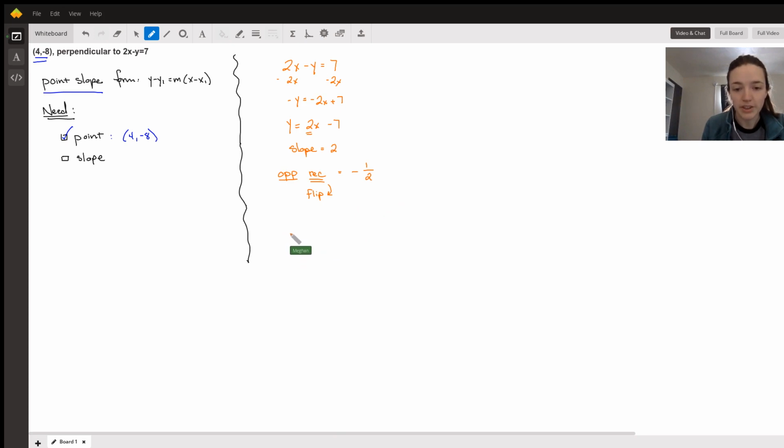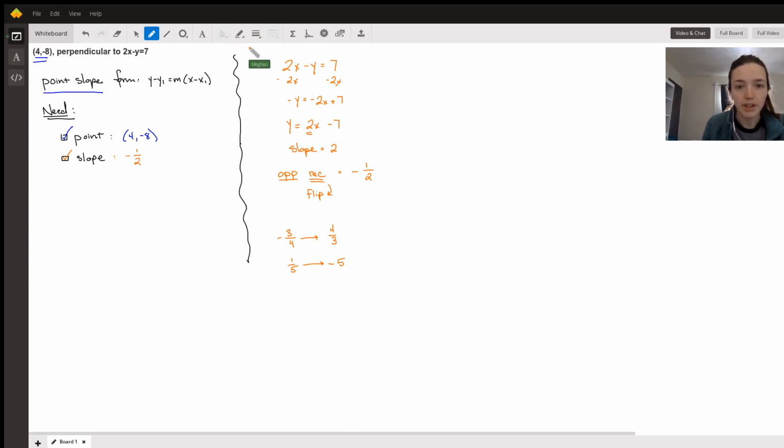Another example, if your original slope was -3/4, the opposite reciprocal would be 4/3. If your original slope was 1/5, your opposite reciprocal slope would be -5. So you make it an opposite sign and you flip around the fraction. Okay, and that is our slope, -1/2.